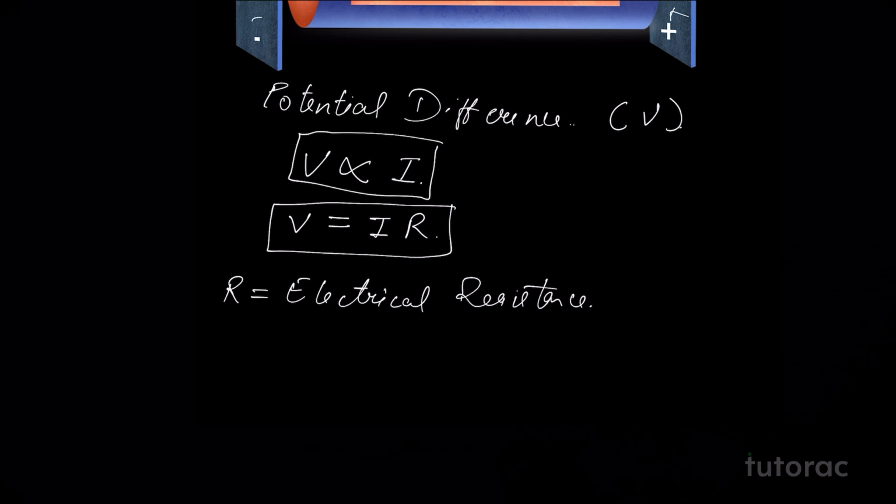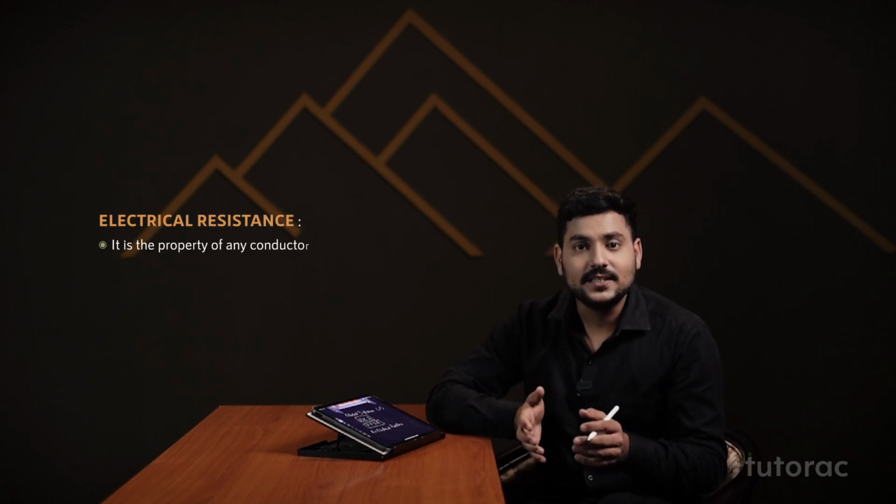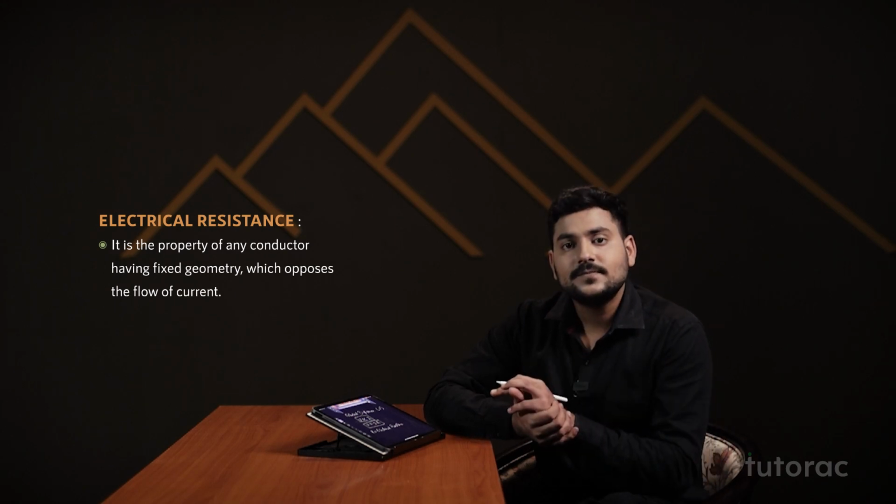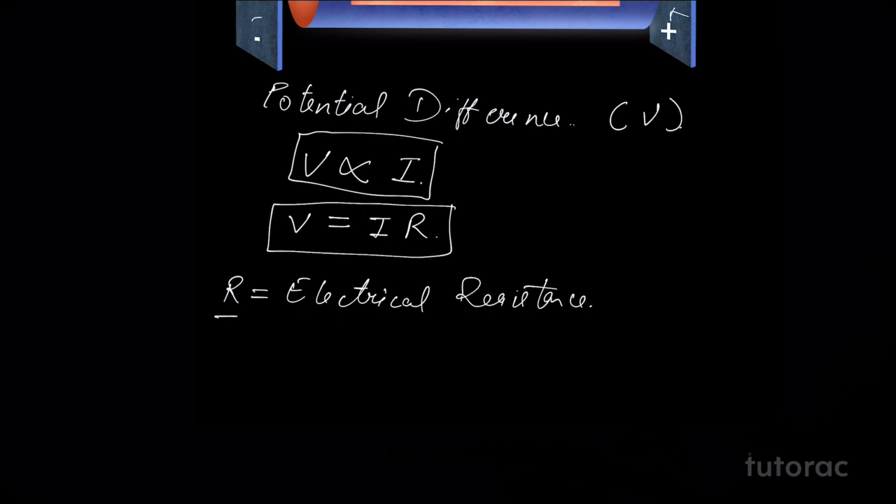What is this electrical resistance? It's actually the property of any conductor that opposes the flow of electrons through it. Thus, it is something that is bad for any conductor. If the resistance is more, then the current flow will be altered, and it means the electrons will lose their energy more quickly.